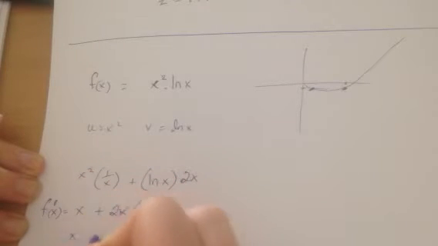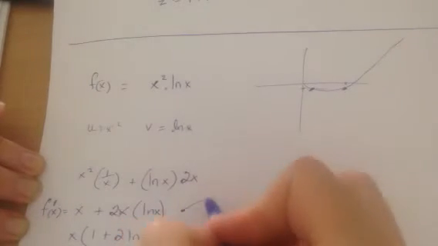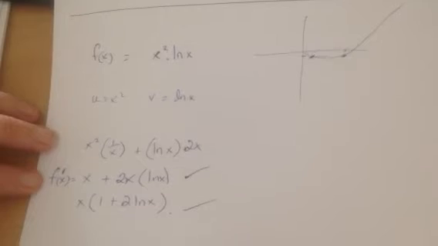Could also write it, take the x out in common and write it as x times 1 plus 2 ln x. They haven't asked for it in any particular format, so either of those would give you full marks there.